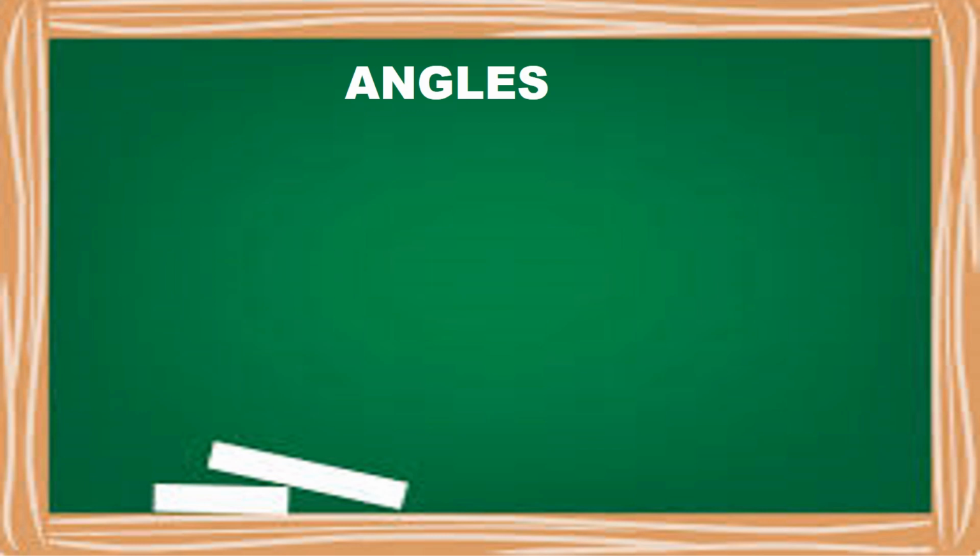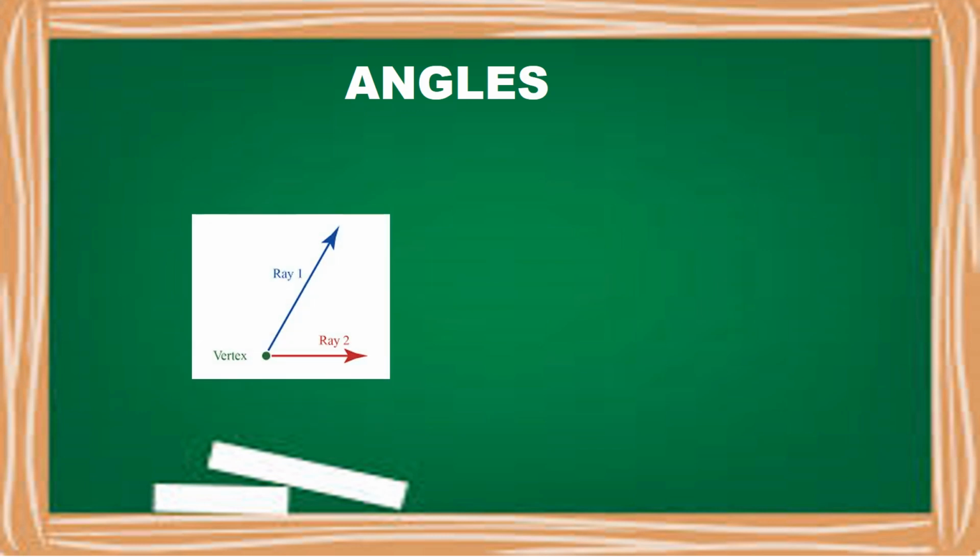Let's talk about angles now. From our previous slide, we have two intersecting lines. When we cut the intersecting lines at the point of intersection, we formed two rays. These two rays formed an angle here. Again, an angle is a space formed by these two rays. Then, the point of intersection of the two rays is called the vertex of an angle.